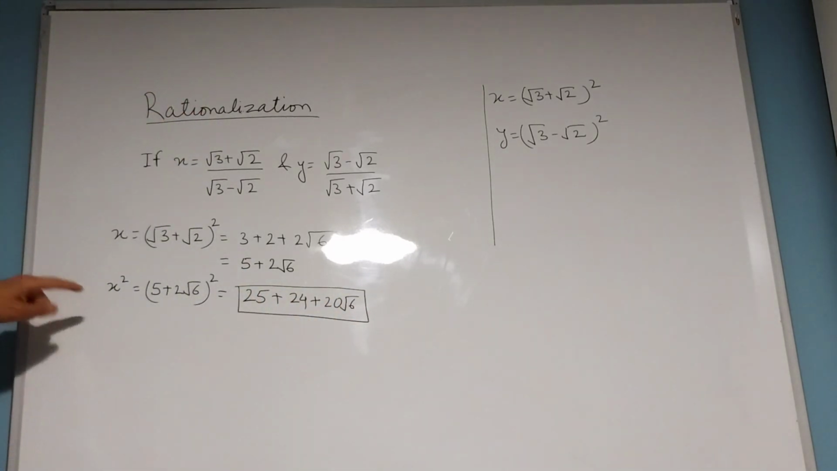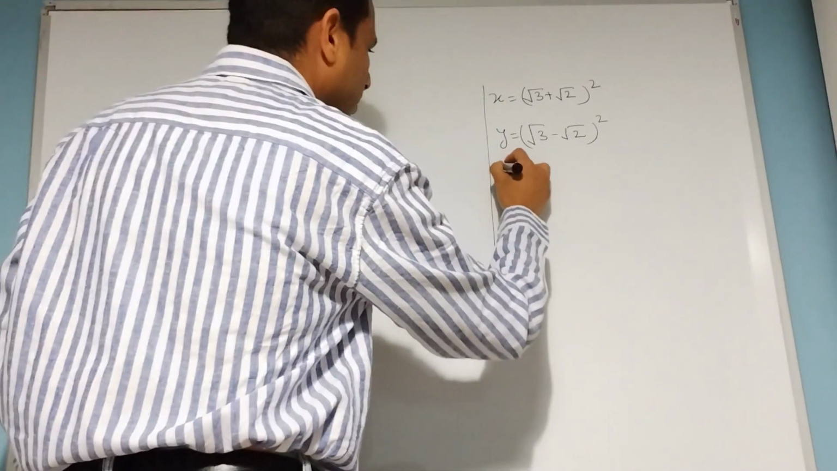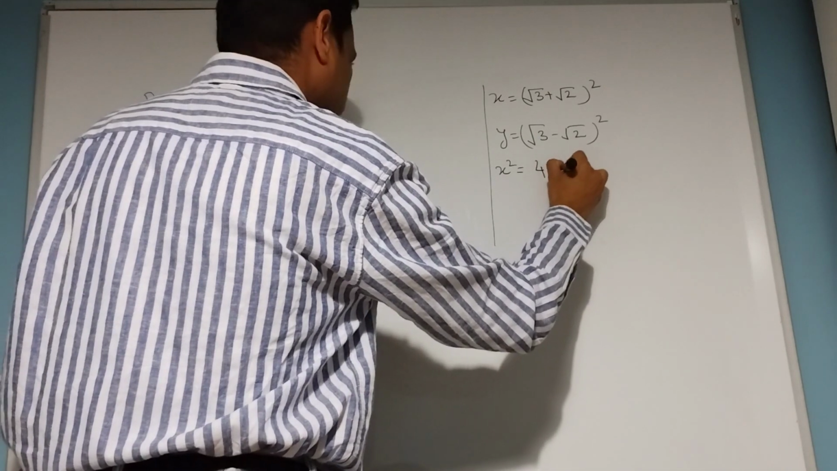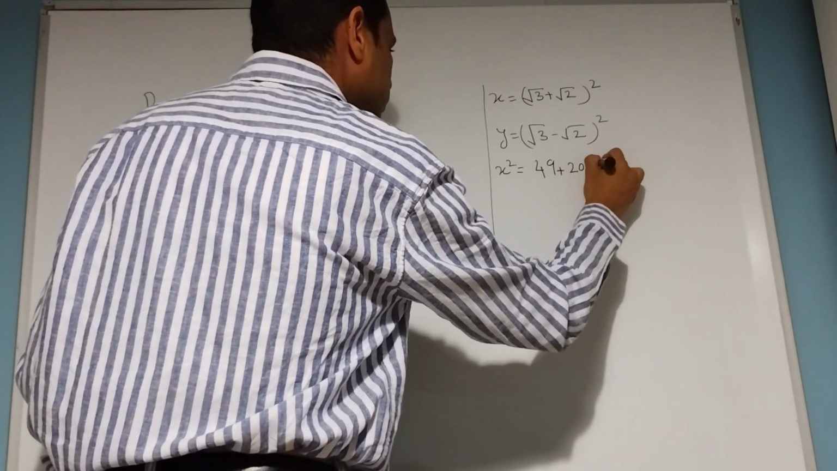Let's find the value of y squared. I write down here x squared is 49 plus 20 root 6.